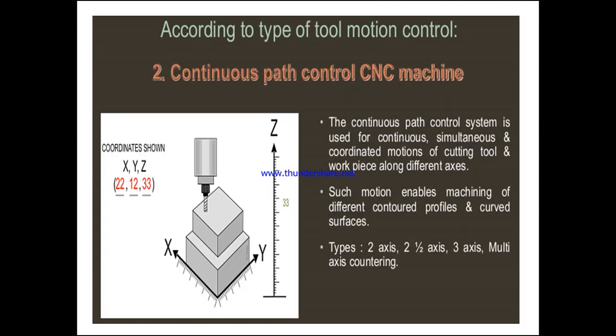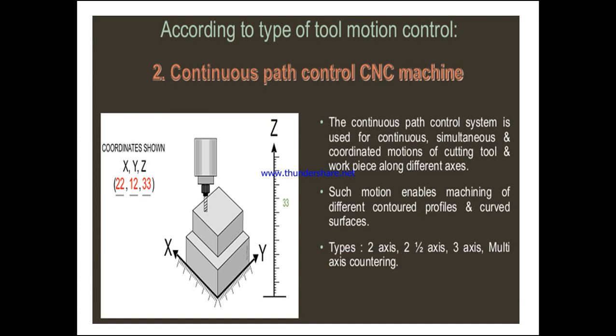When we talk about continuous path control CNC machines, the motion is continuous with respect to the coordinate system. It starts at one point and ends at another, and the tool goes on moving with respect to the Cartesian coordinate system. The continuous path control system is used for continuous, simultaneous and coordinated motions. Once the tool starts moving, it has to continue until the whole sequence of operations is over.